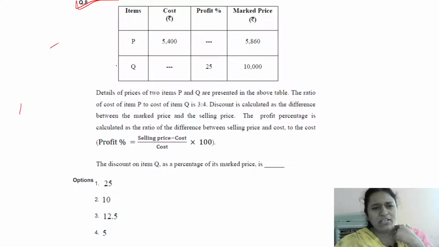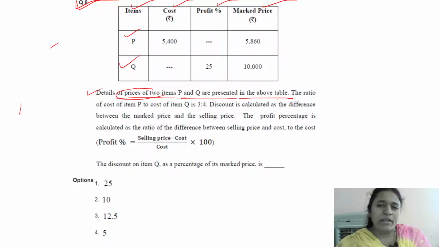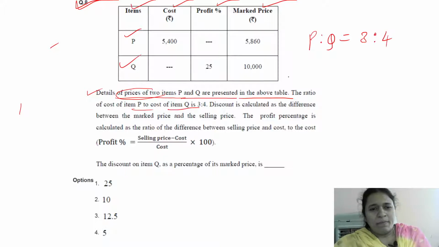Okay. First we will try to read the question. This is about items, cost, profit percentage and market price. Details of prices of two items P and Q are presented in the above table. What is given? Details of two items, the prices of two items P and Q. The ratio of the cost of item P to cost of item Q is 3 is to 4. This is a cost ratio.